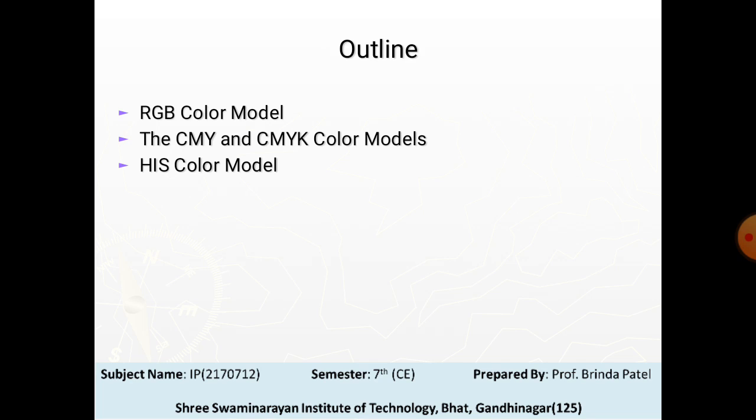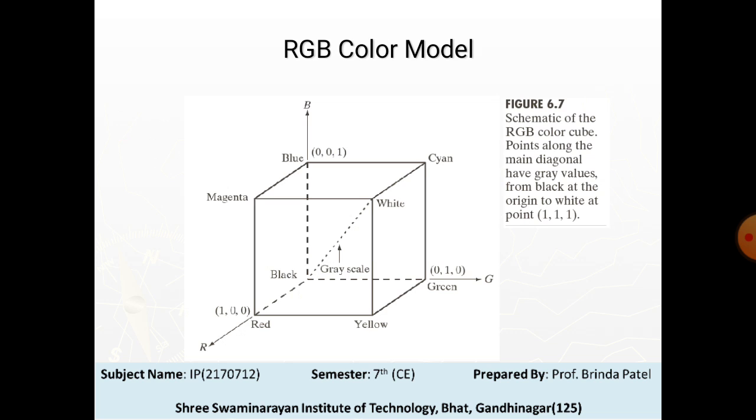There are numerous color models in use today because color science is a broad field that encompasses many areas of application. We will see some models: the RGB color model, the CMY and CMYK color models, and the HSI color model. So let's start with the RGB color model.